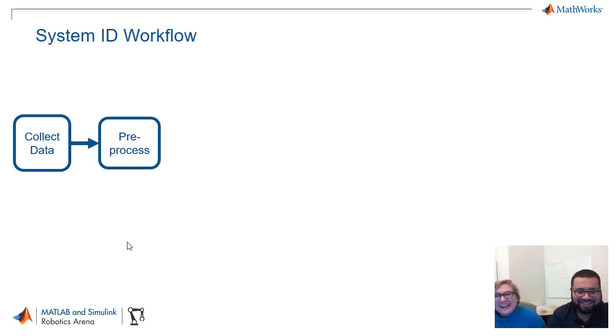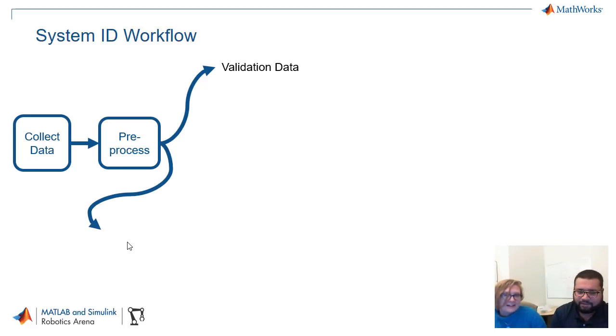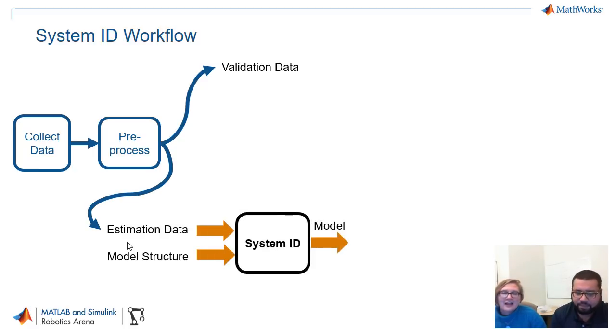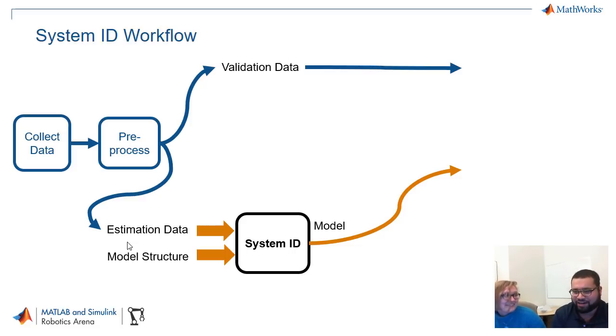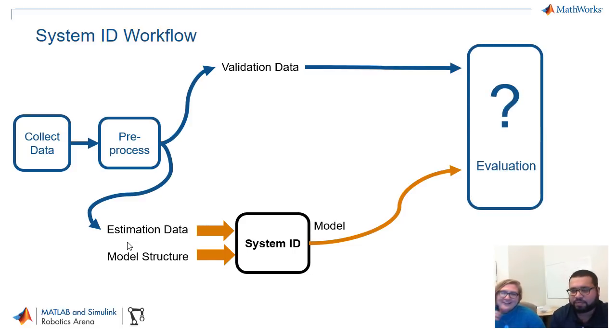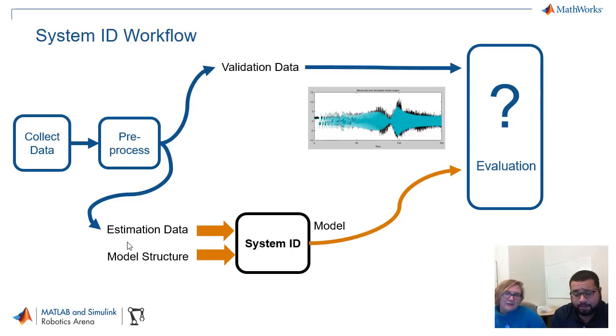As we remember, we want to have a separate data set for validation, and the other data set we want to actually plug into the system identification. Then at the end of this process, you hopefully get a model, and an important thing to do is to see how good that model is. So you always want to validate it to make sure you're not overfitting to a particular data set. You want to see how well it generalizes.